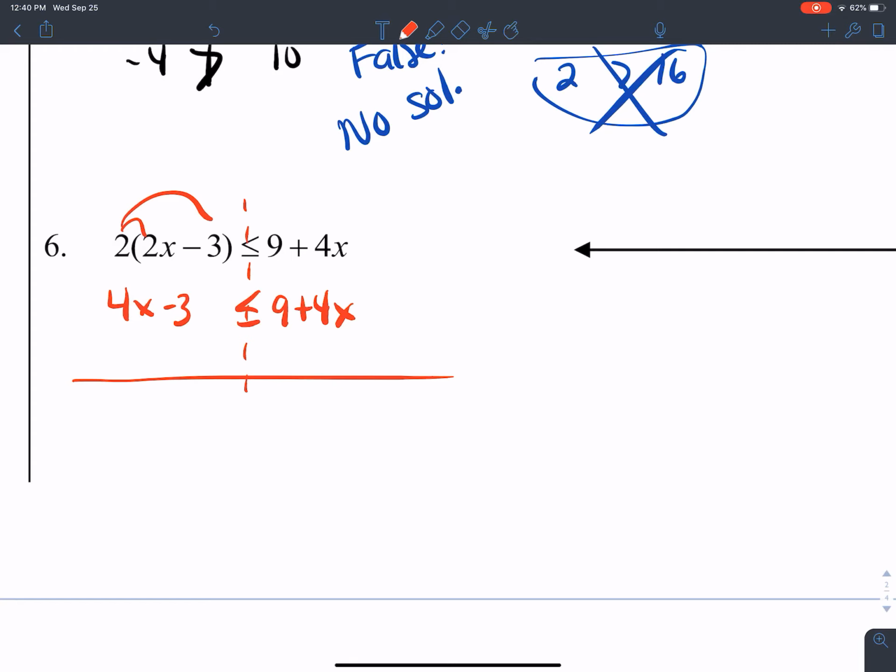So to get all the x's on the same side, I don't want any on the right side, so I'd have to take all 4 away. What I do to one side, I have to do to the other. So they just go away. 4x take away 4x is nothing. If I had 4 x's and I took away 4 x's, I have nothing.